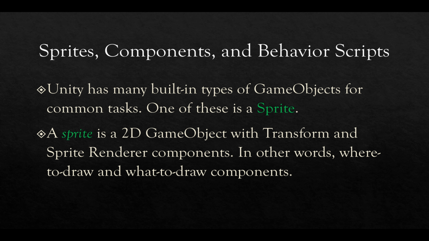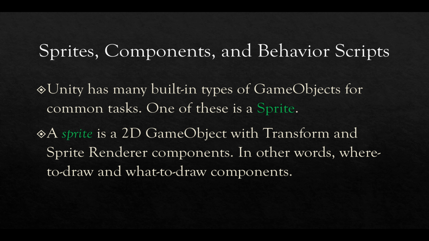Unity has many built-in types of game objects. As a reminder from the first video, a game object is an entity as part of the model Unity uses of entity, component, and system. So there are multiple types of entities built into Unity, one of which is a sprite.